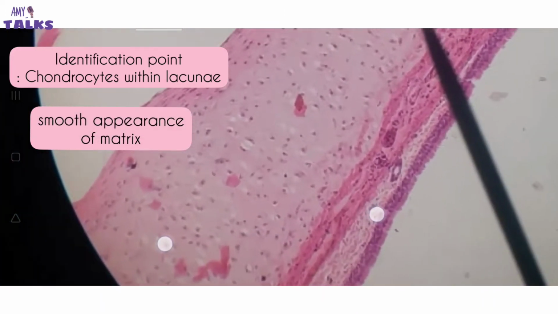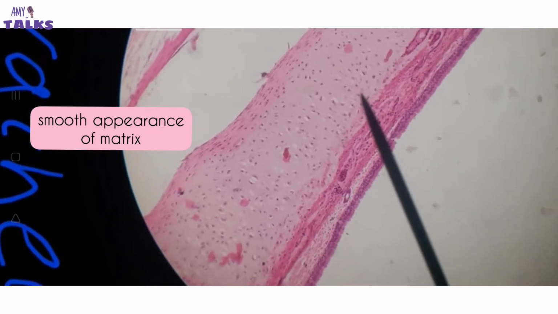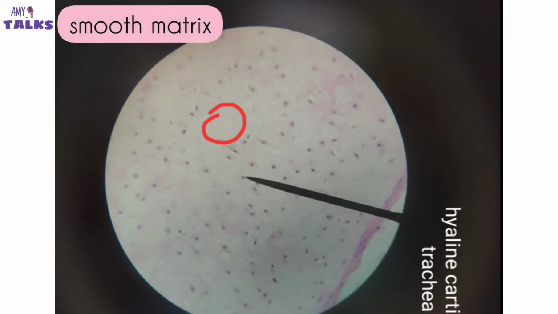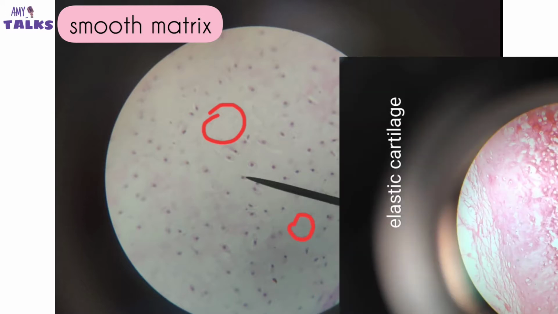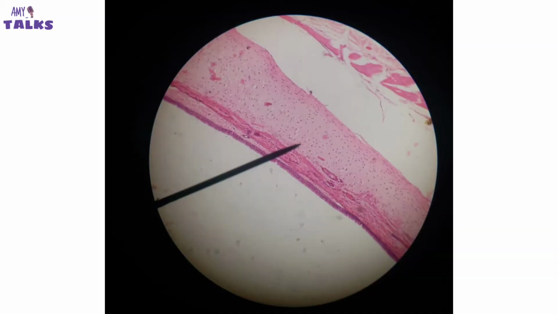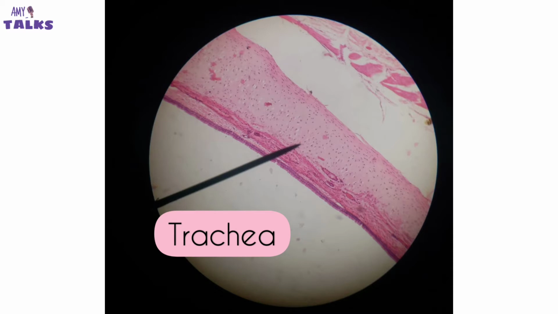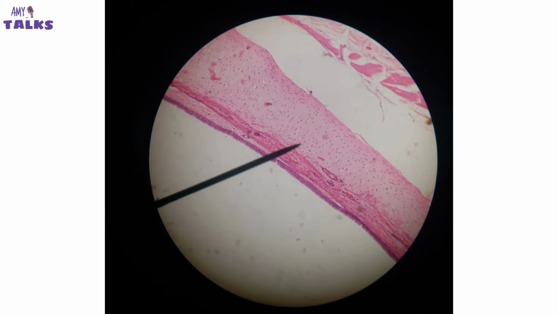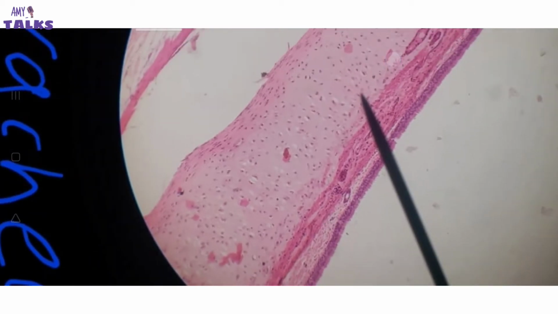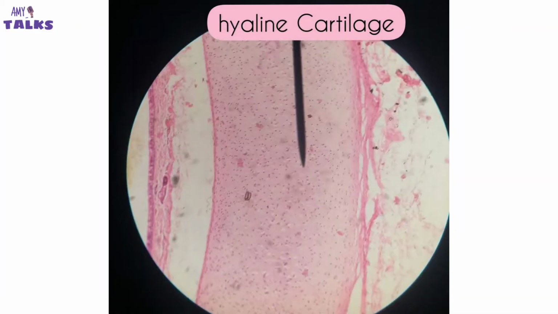The matrix or the substance between the cell is very smooth in appearance in the hyaline cartilage, while in other cartilage like elastic cartilage, it also has chondrocytes, but the matrix is rough and dark in appearance, while here you can see the matrix is very smooth in appearance. The examples of hyaline cartilage are, first, the most important example is trachea. Here is the slide. You can see the chondrocytes within lacunae. After that, you have to see the smooth appearance of the matrix. That would be our identification point.